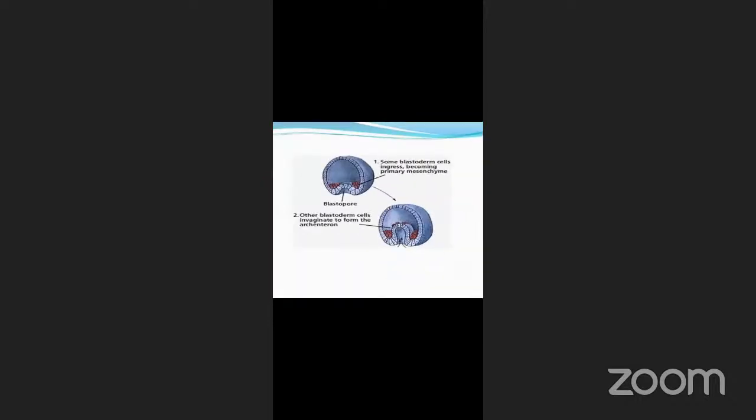The red color cells you can see are called blastoderm cells, which form mesenchyme, and the portion below this layer is called the blastopore. Now these blastoderm cells invaginate, they will form a fold and extend to form the archenteron. The archenteron, which we already discussed, will form the gut in the future organism.